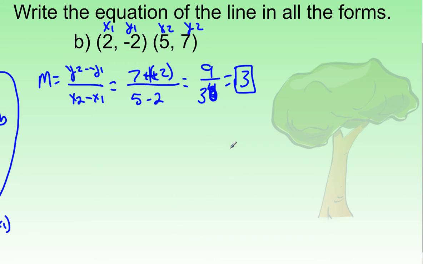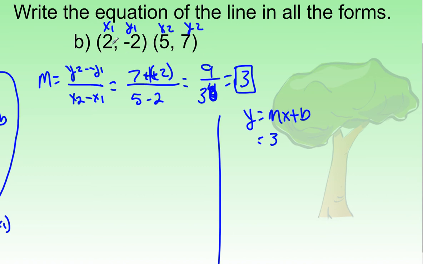Okie dokes. So now I'm going to do the same thing as before. I'm going to do my work over here off to the side. I'm going to put my answers over here. I like that. That worked for me. So y equals mx plus b. Write down the formula. Slope is 3. Plug in what you know.